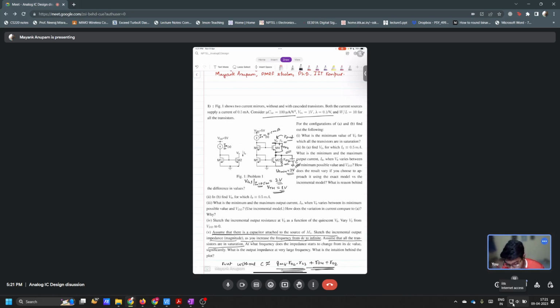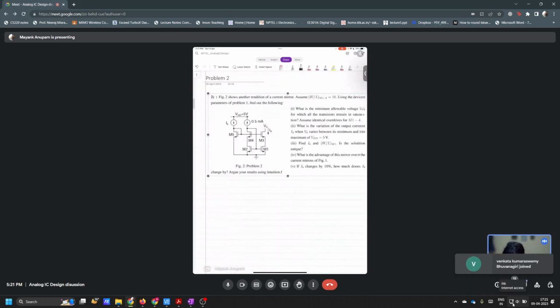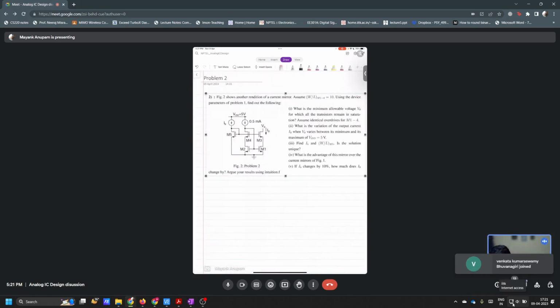Now let's see, this is exactly the same thing, except that now we have this telescopic cascode here. All the other parameters are the same. Again it is 0.5 milliamps, and VGS for 0.5 milliamps is again 2 volts. And VTH is again 1 volt.